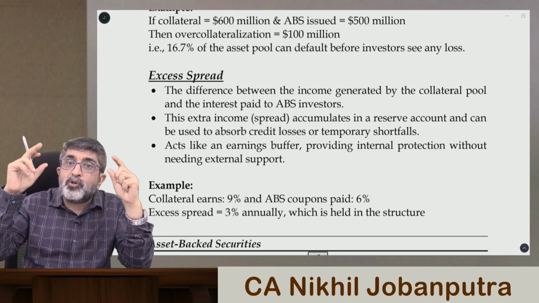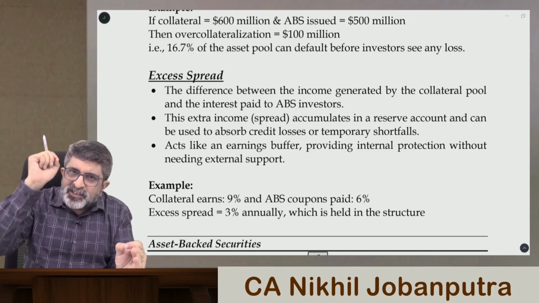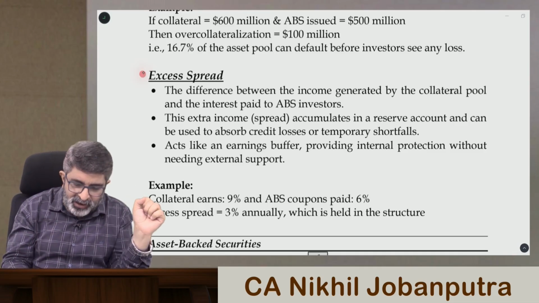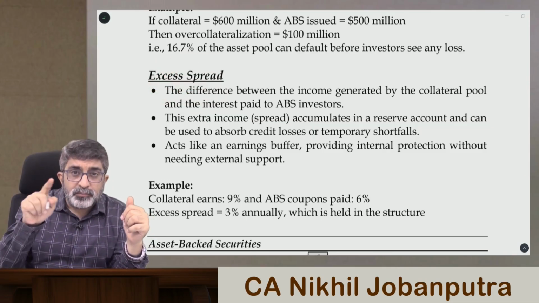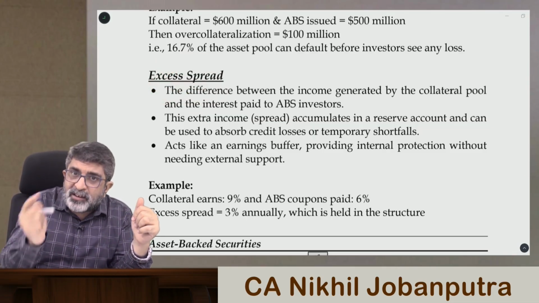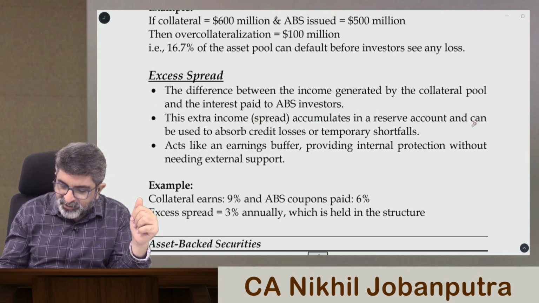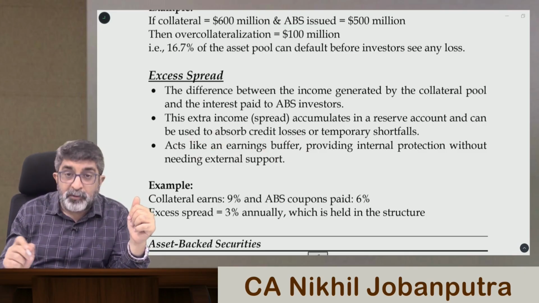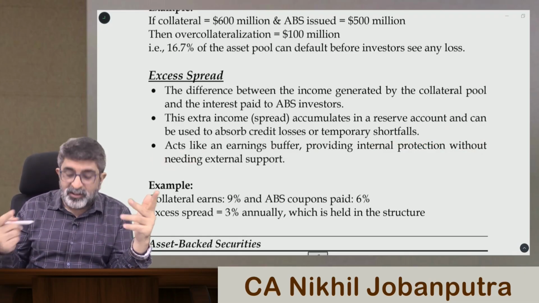That means when you are talking about principal, you call this over collateralization. The same concept, when you link it with the coupon payments, you don't call over collateralization, but you call it excess spread. That means this is protecting the coupon payments, whereas over collateralization is protecting the principal payments. This extra income spread accumulates in a reserve account and can be used to absorb credit losses or temporary shortfalls. Acts like an earnings buffer. So it is an earnings buffer providing internal protection without needing external support.